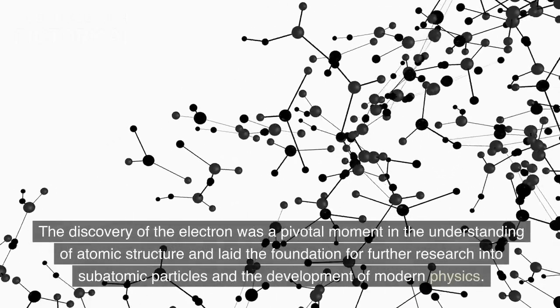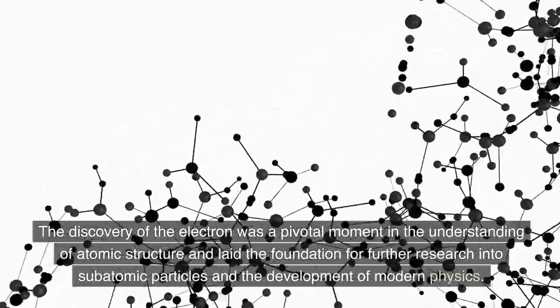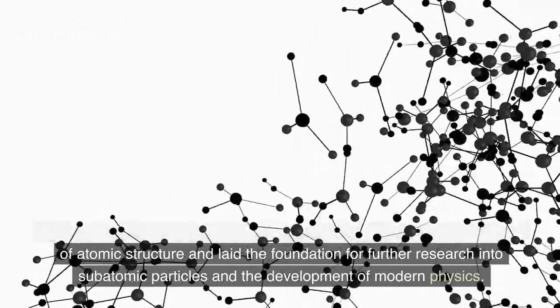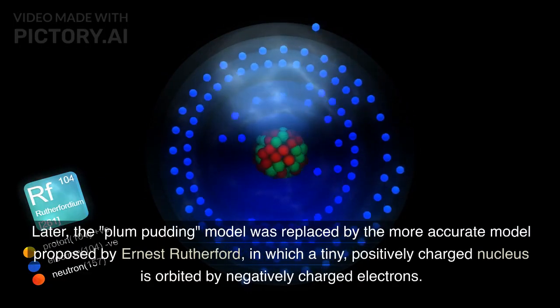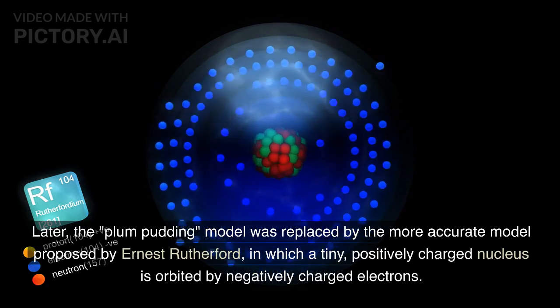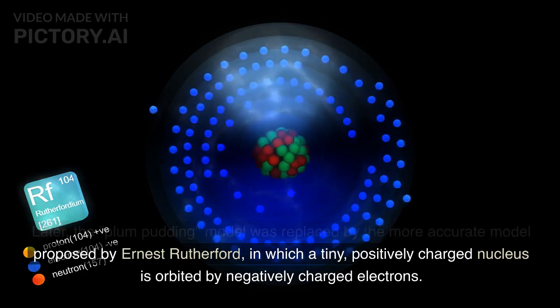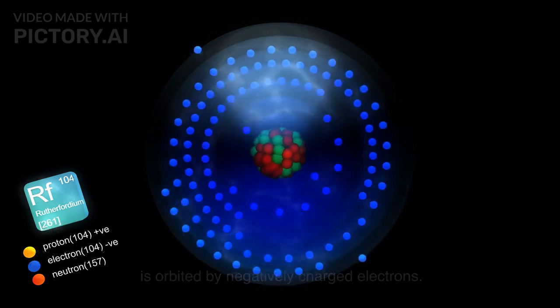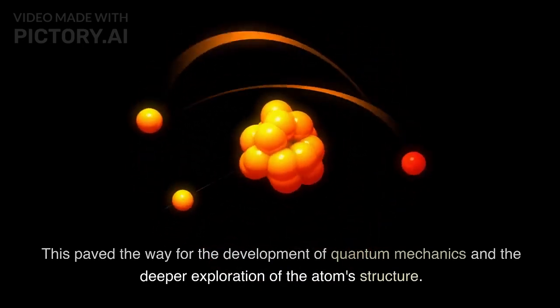The discovery of the electron was a pivotal moment in the understanding of atomic structure and laid the foundation for further research into subatomic particles and the development of modern physics. Later, the plum pudding model was replaced by the more accurate model proposed by Ernest Rutherford, in which a tiny, positively charged nucleus is orbited by negatively charged electrons. This paved the way for the development of quantum mechanics and the deeper exploration of the atom structure.